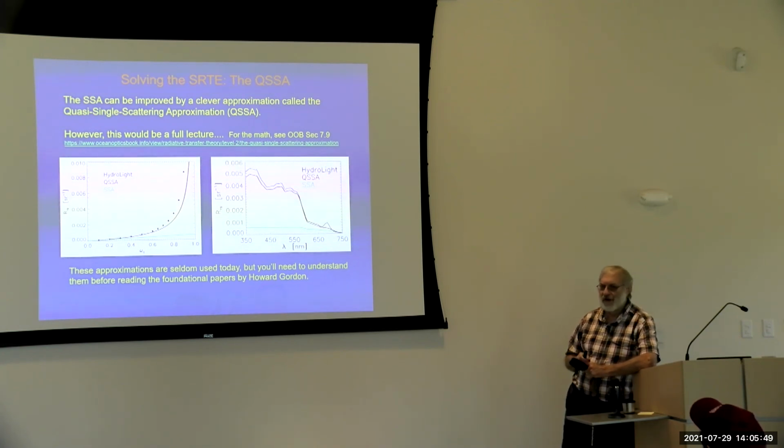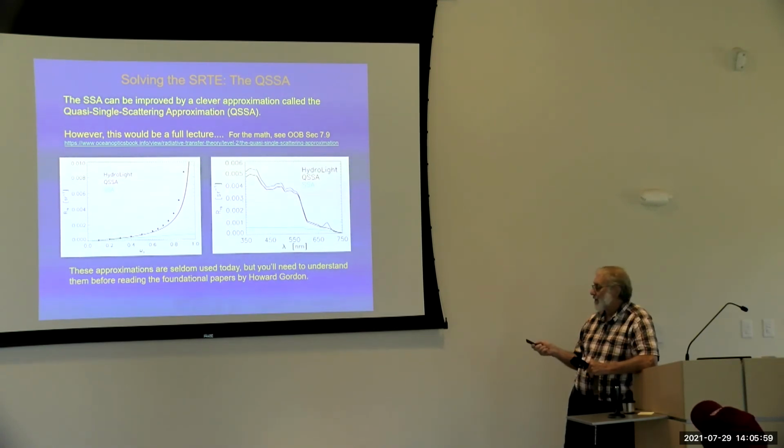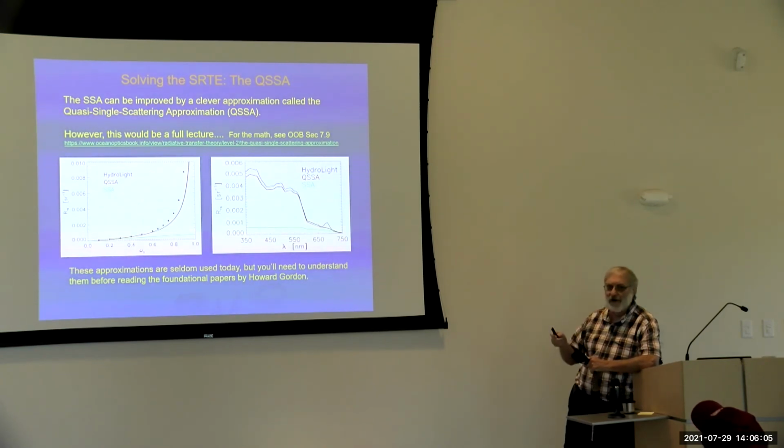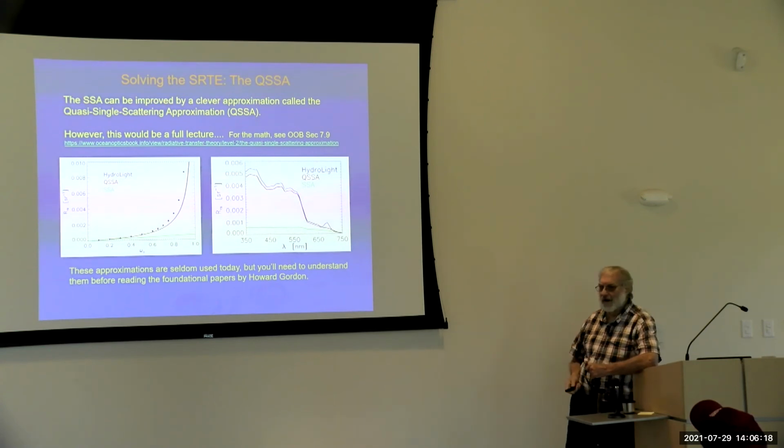This was back in the days when we were barely out of the world of slide rules. And Howard came up with this quasi-single scattering approximation that could predict things like remote sensing reflectance, KD, and so forth. And that equation, very simple, was actually used to do the atmospheric correction for the CZCS instrument. And now, of course, this is all done, as we'll see Friday, with super fancy calculations.